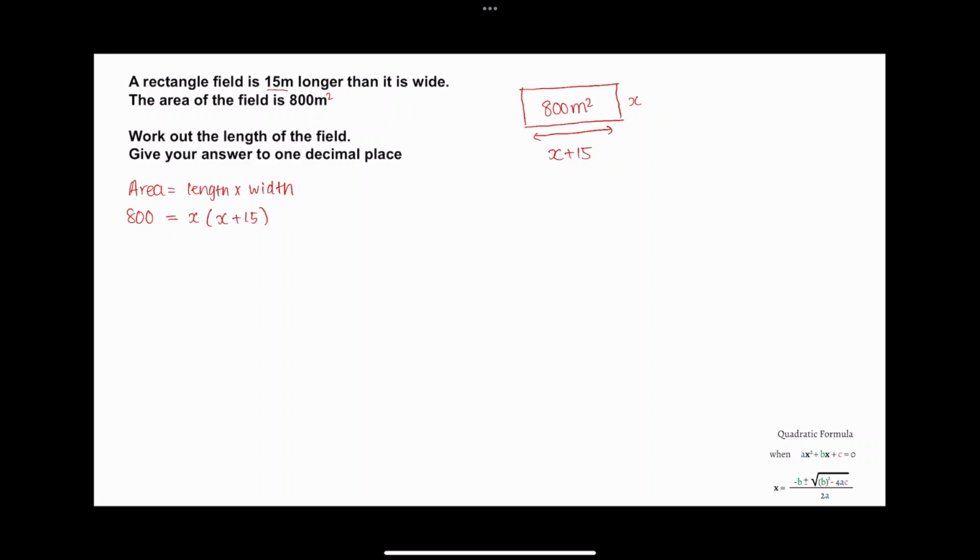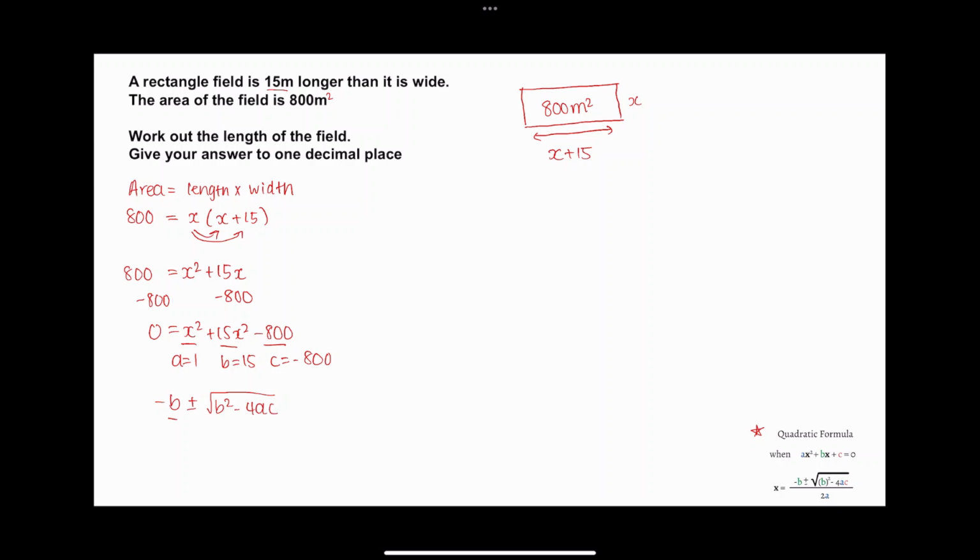We don't know the width, hence why we use x to represent it, but we do know that the length is 15 meters longer, therefore it will be x plus 15. Once having drawn an appropriate diagram in which the width is x and the length is x plus 15, you can start working out the value of x and then find the width, which will consequently help you find the value of the length if you need it.